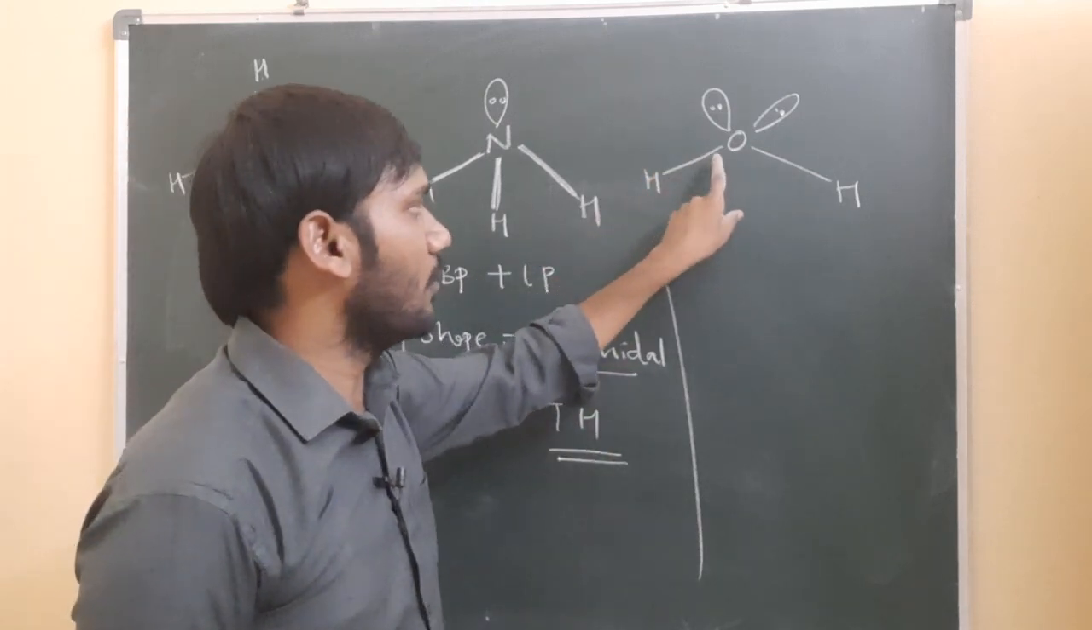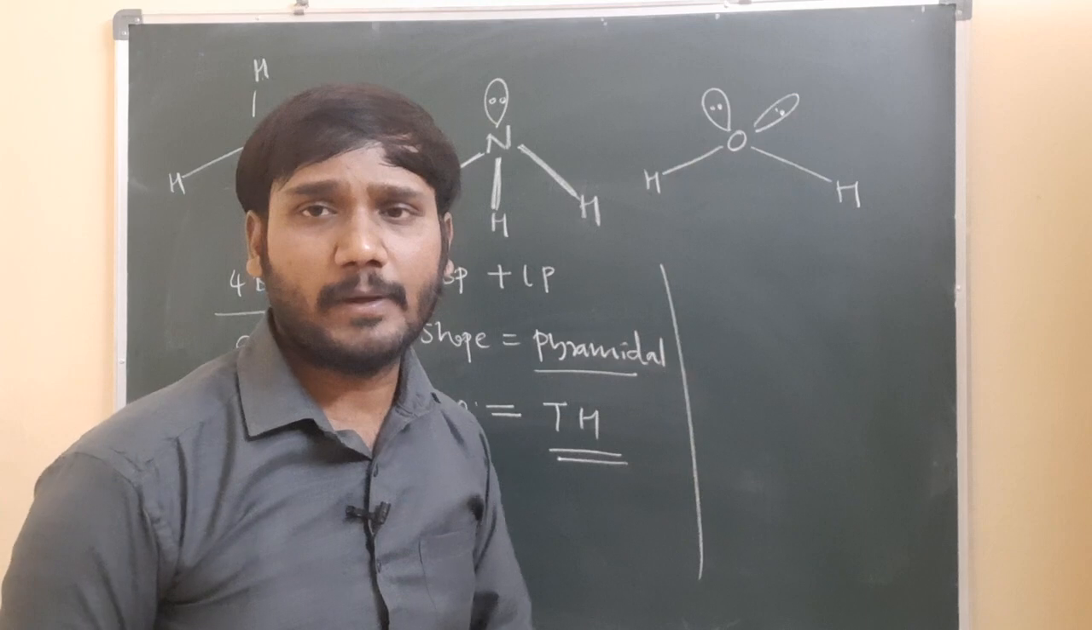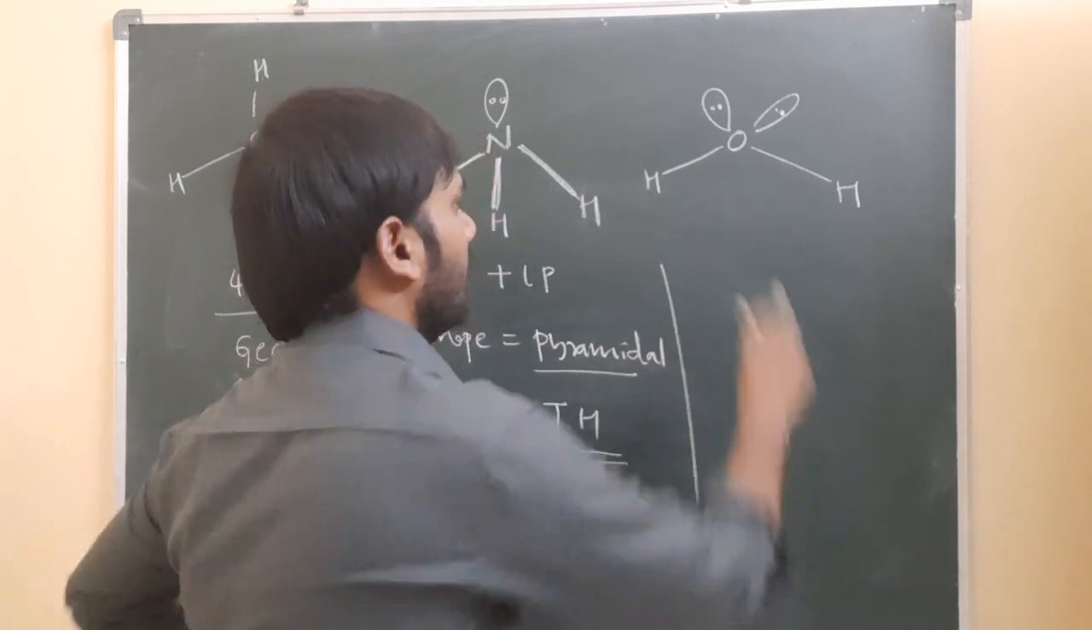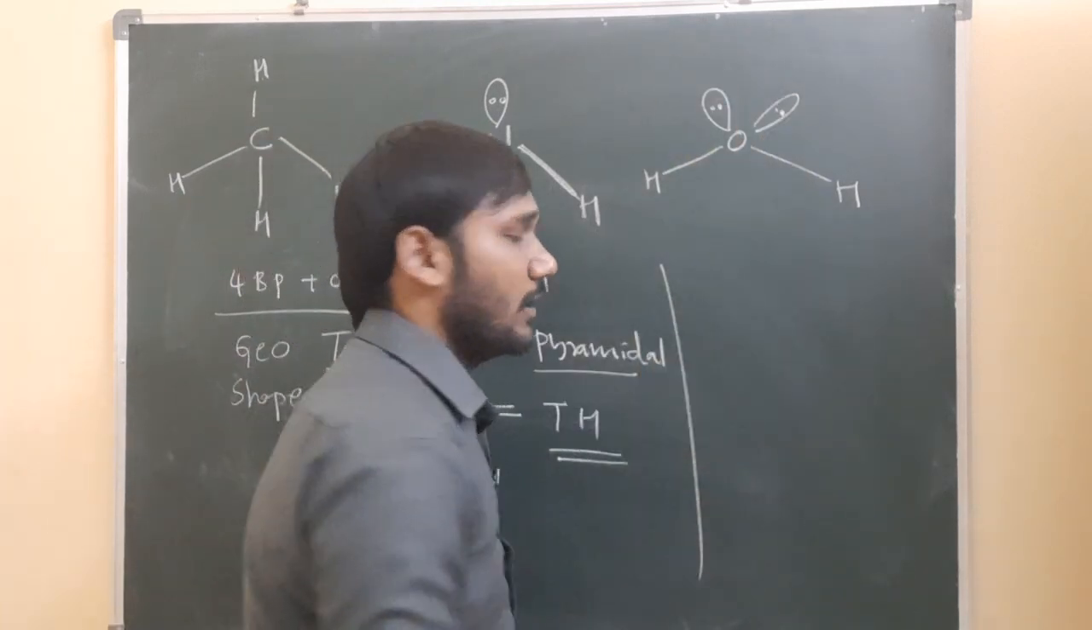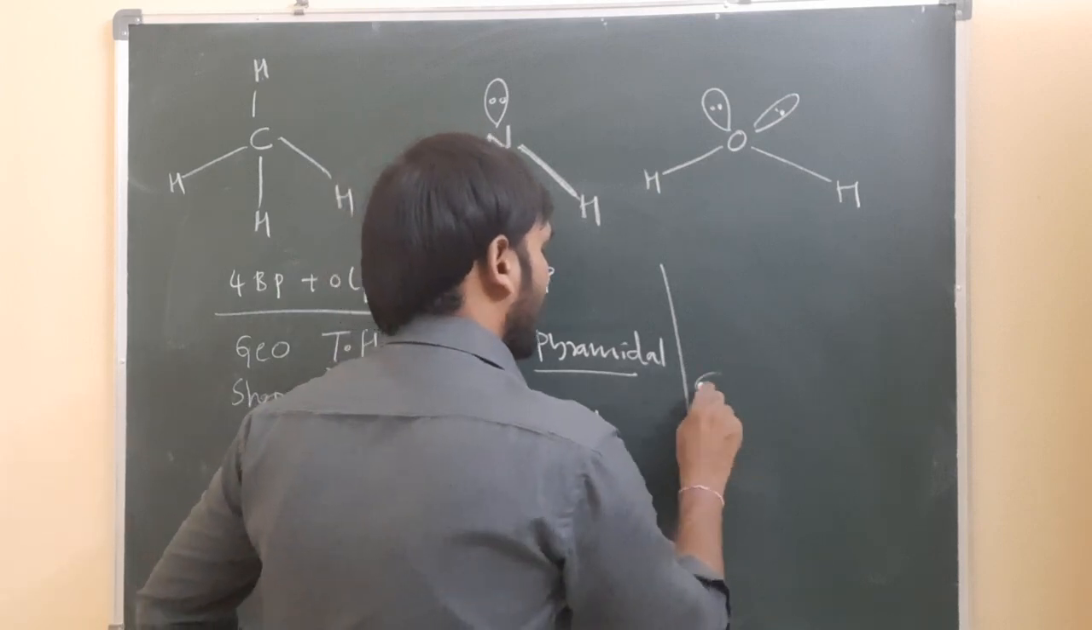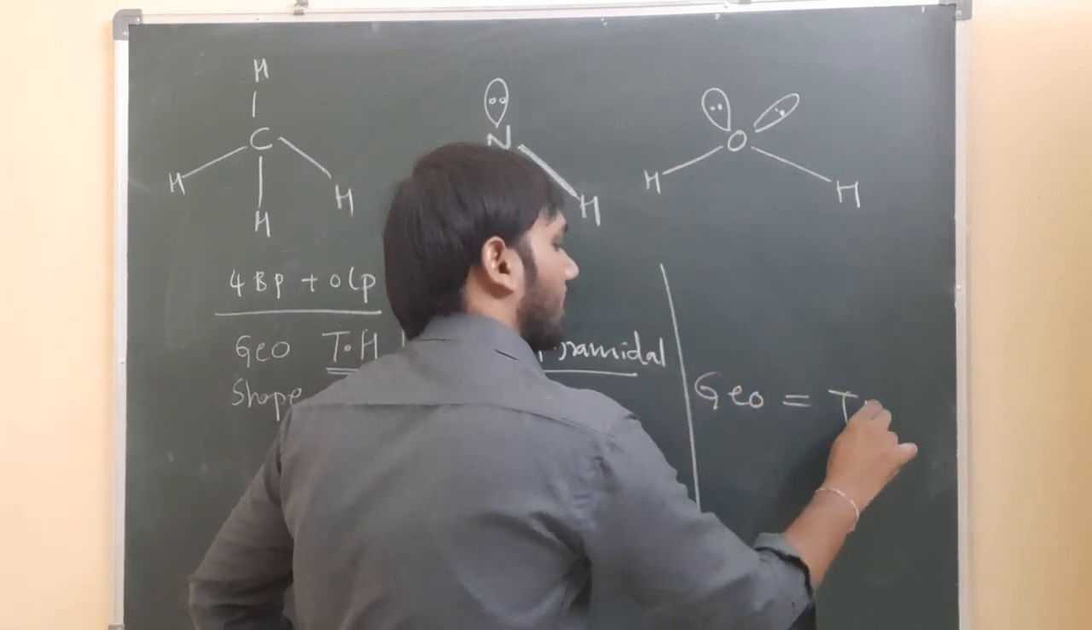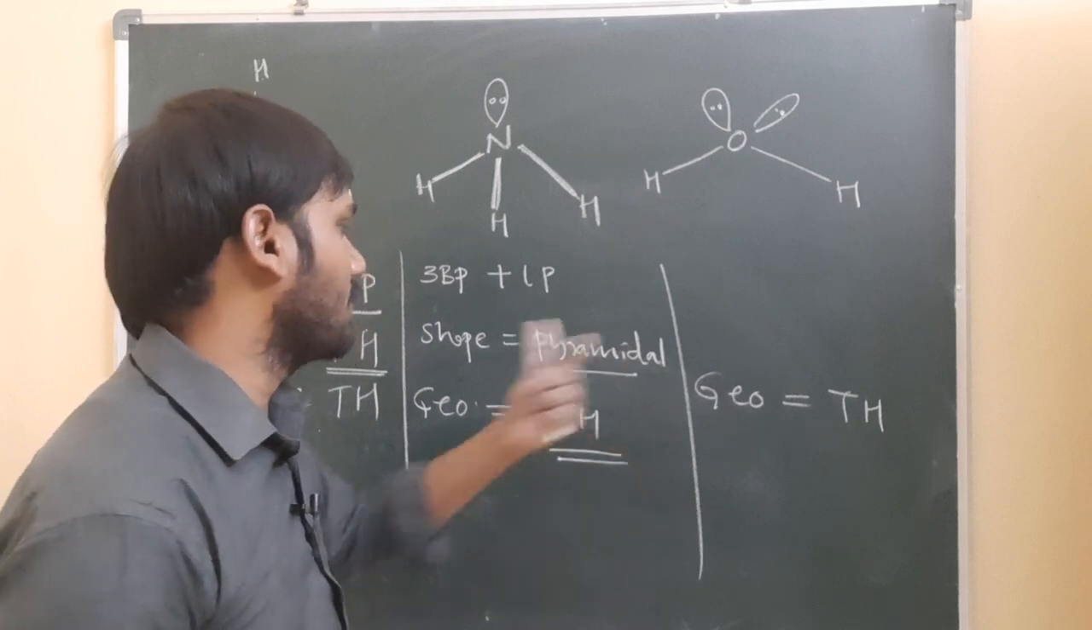Here also, electron pairs how many? Electron pair is nothing but lone pair plus bond pair. How many electron pairs are present? 1, 2, 3, 4. So electron pairs 4 means the geometry is tetrahedral. And here also the geometry is what? Tetrahedral. Let us see what the shape of the molecule is.